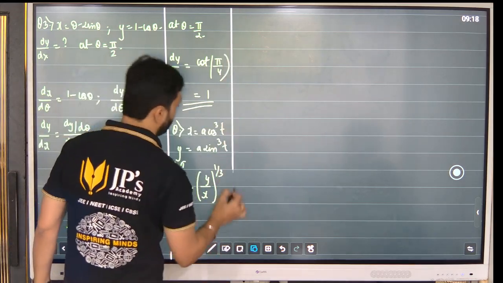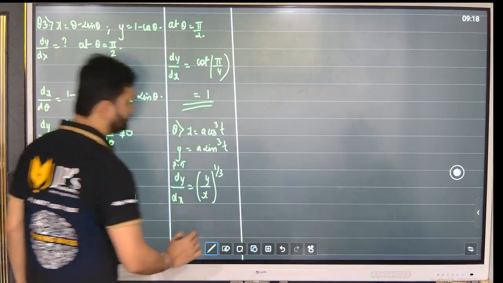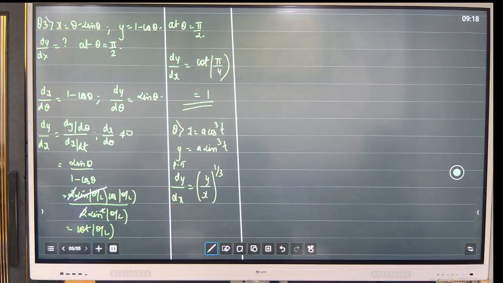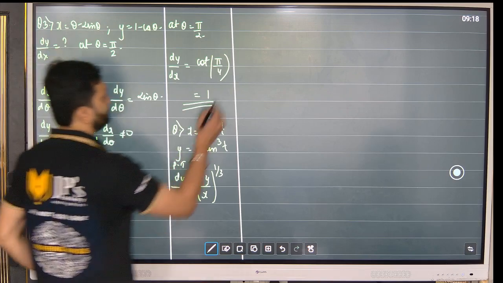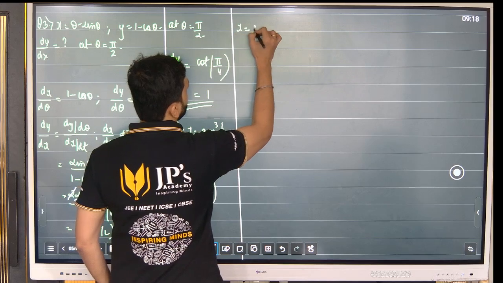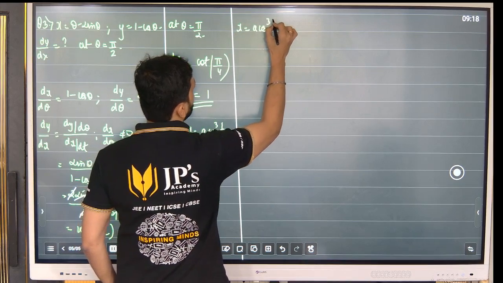You have to understand that whenever a question comes, you have to figure out what type it is: parametric, implicit, logarithmic, or double differentiation. This looks like a parametric function, so we'll treat it as a parametric function in the same manner. How? I will take x is equal to a cos cube t.